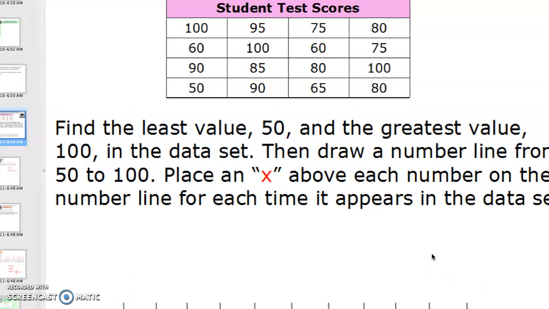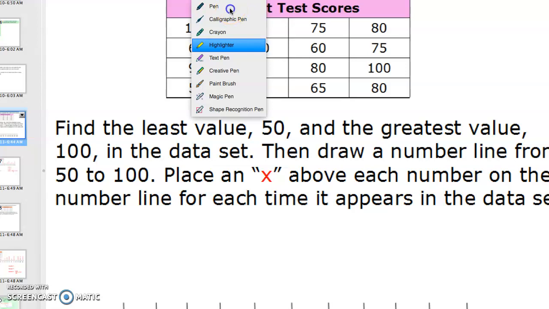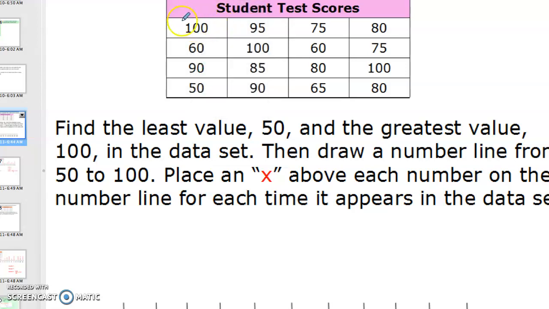Then you place an X above each number on the number line for each data point that appears there. What I do is I just cross it off as I go. So here is 100. I'm going to cross off 100 and put an X above 100, and that represents that data point. One student scored 100. Then I'll do 95, and again, I'll just cross it off so I know that I used that. I'll put an X here. 75, I'll put an X here. Okay, and you just keep going.